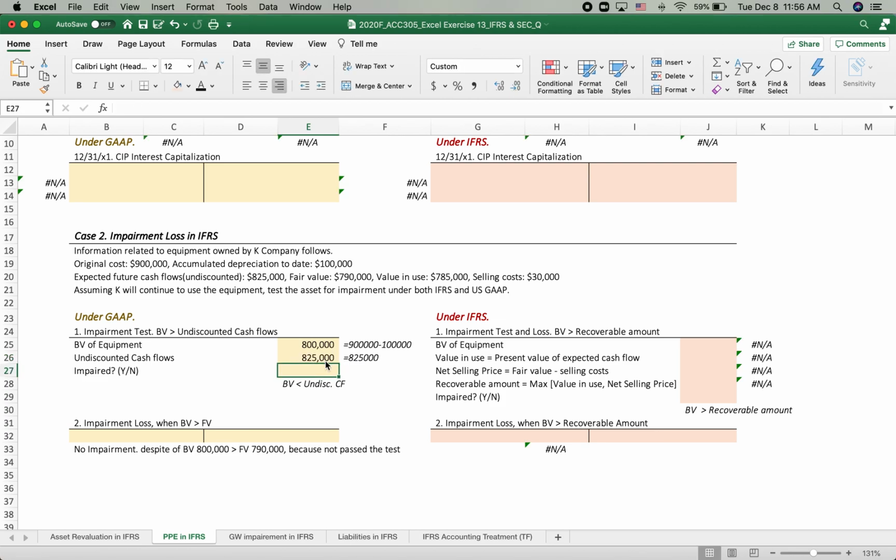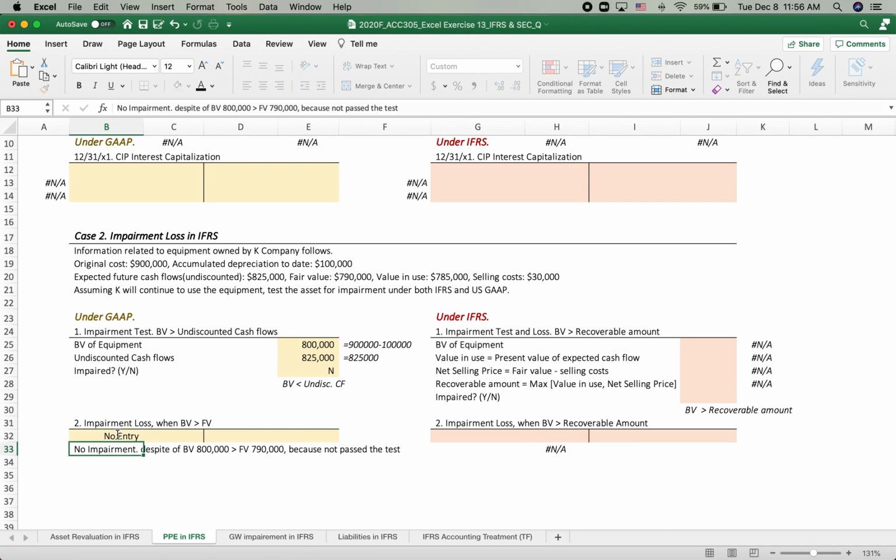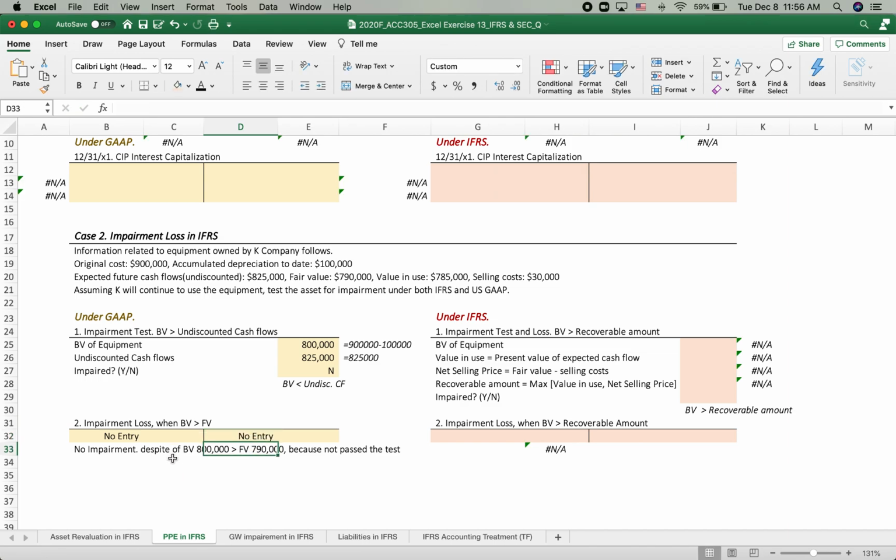So which is greater? The undiscounted cash flow is greater. So we don't have to go to the impairment loss recognition. So there's no entry. Despite the book value of $800,000 being greater than fair value of $790,000, which is $10,000 impairment, in this case the impairment test doesn't pass. So we do not recognize any impairment loss.